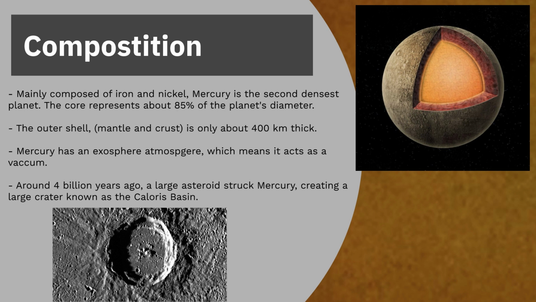About 4 billion years ago, an asteroid roughly 100 kilometers wide struck Mercury, creating a vast impact crater roughly 1,550 kilometers wide, known as the Caloris Basin. The planet is also pockmarked with other craters since the non-significant atmosphere does not stop impact.